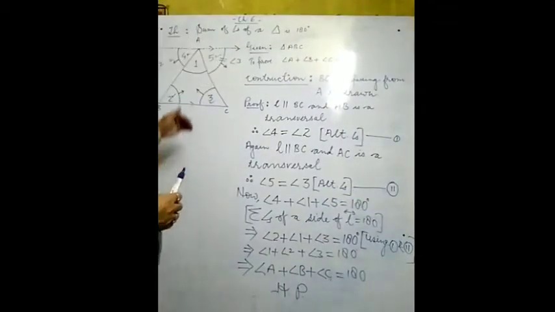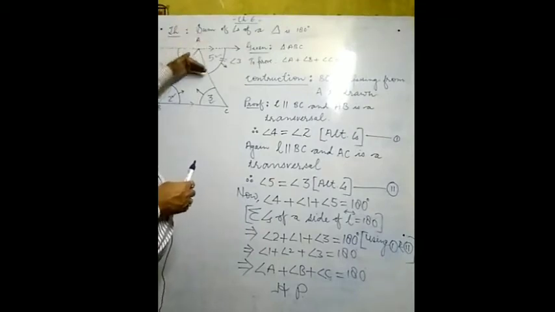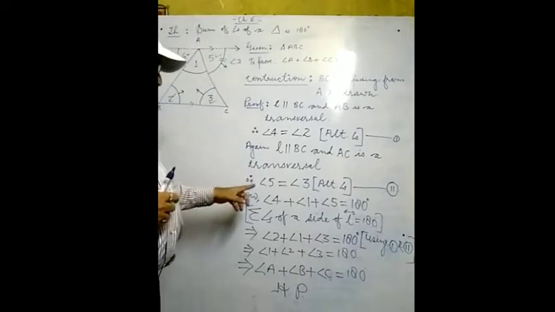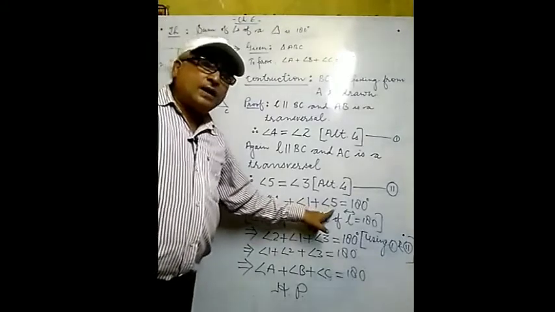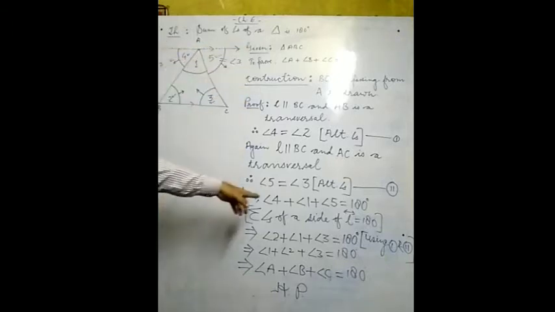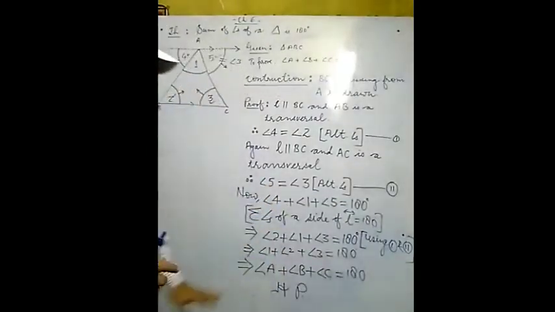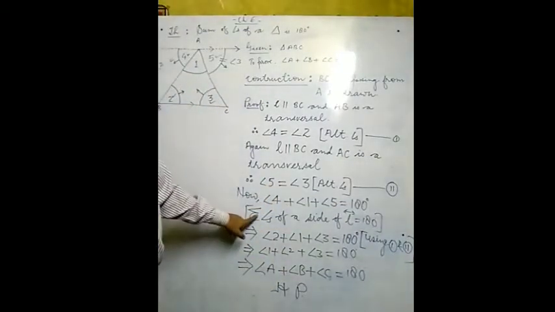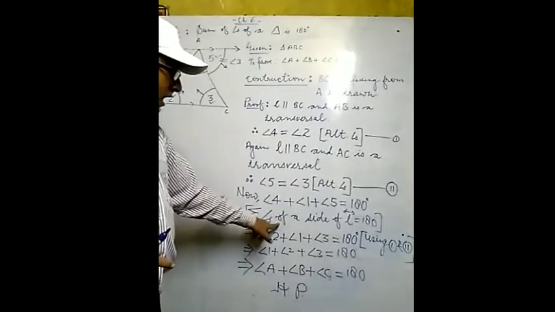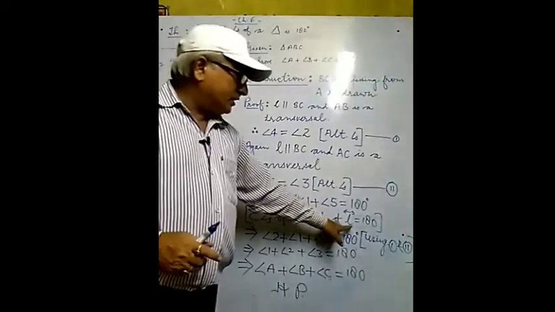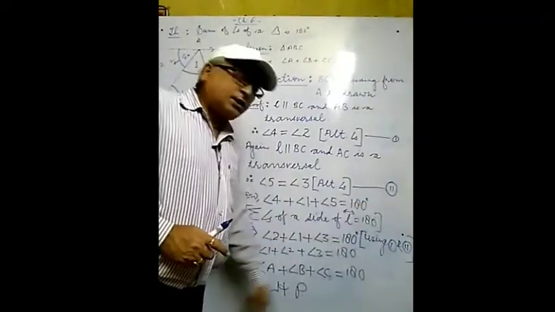Now we have to observe the sum of all the angles to a side of line L. So what will be there? It is angle 4 plus angle 1 plus angle 5. Angle 4, angle 1, angle 5. The sum of all angles to a side of line L will be equal to 180 degrees. And what will be the reason? Sigma means the sum of, this is the symbol for the sum of angles. The sum of angles on a side of straight line L is always 180 degrees. This will be the reason.